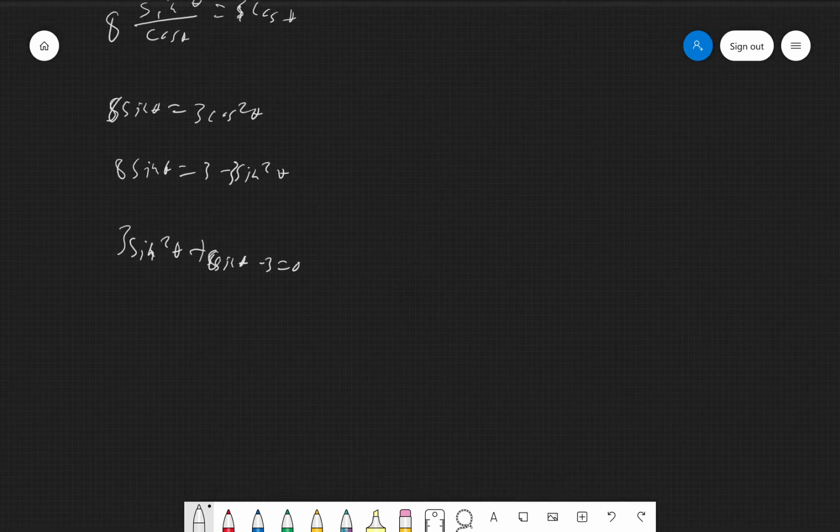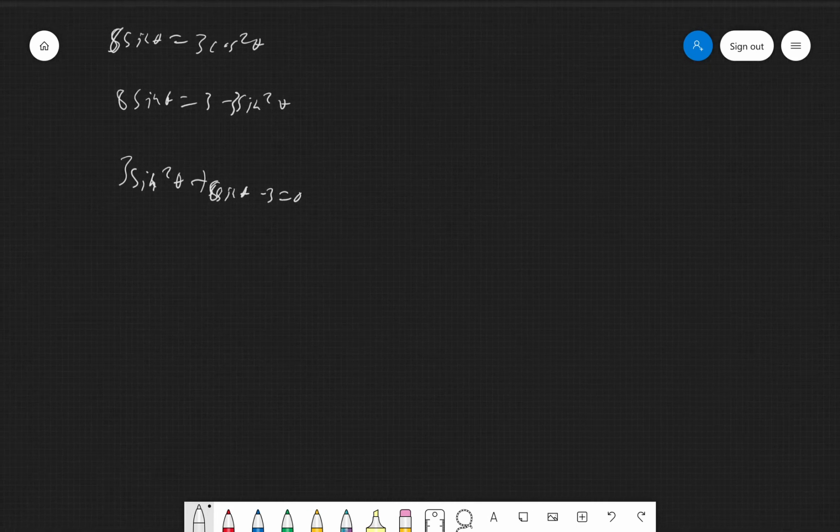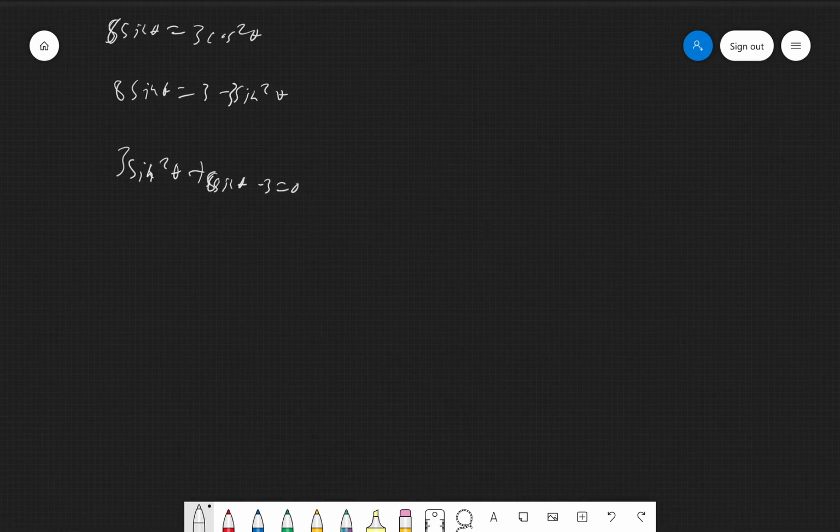What two numbers multiply to negative 9 and add to 8? That would be 9 and negative 1. So we can split it up. We're going to get 3 sine squared of theta plus 9 sine of theta minus sine of theta.